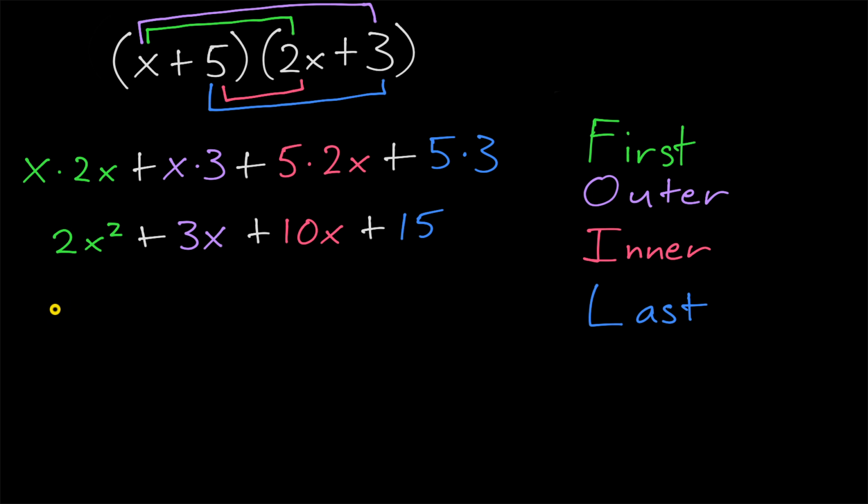Let's combine these terms. So you're going to have 2x squared plus, now recall we're combining these two terms together, the 3x and the 10x. So 3x plus 10x is just equal to 13x. So 13x. And then we're going to have plus just this 15 term. And that's your final answer.